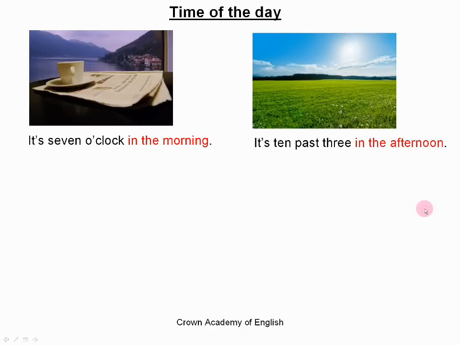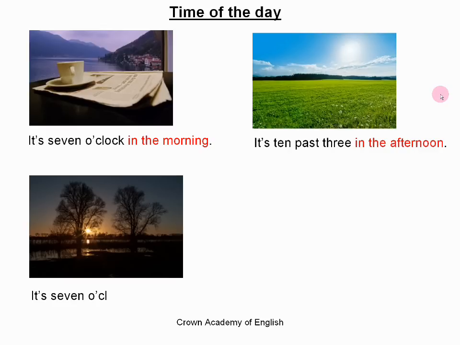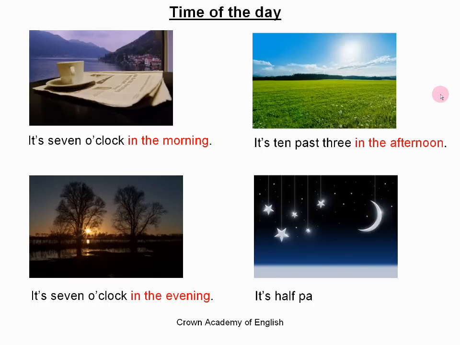It's 3:10 in the afternoon. It's 7 o'clock in the evening. It's 11:30 at night. So these are called time expressions. In red, these are time expressions to specify what time of the day it is. So we say in the morning, in the afternoon, in the evening, or at night. We do not say in the night, we say at night.